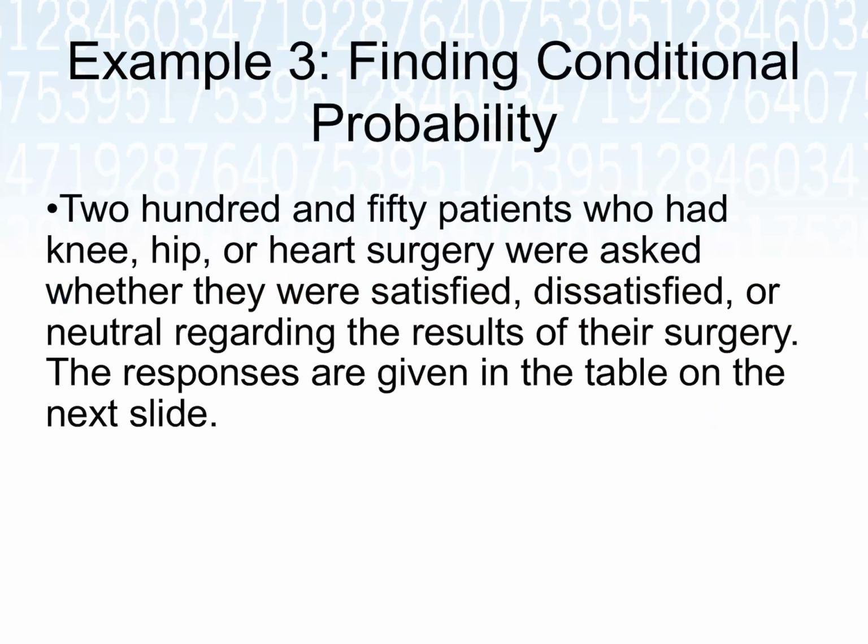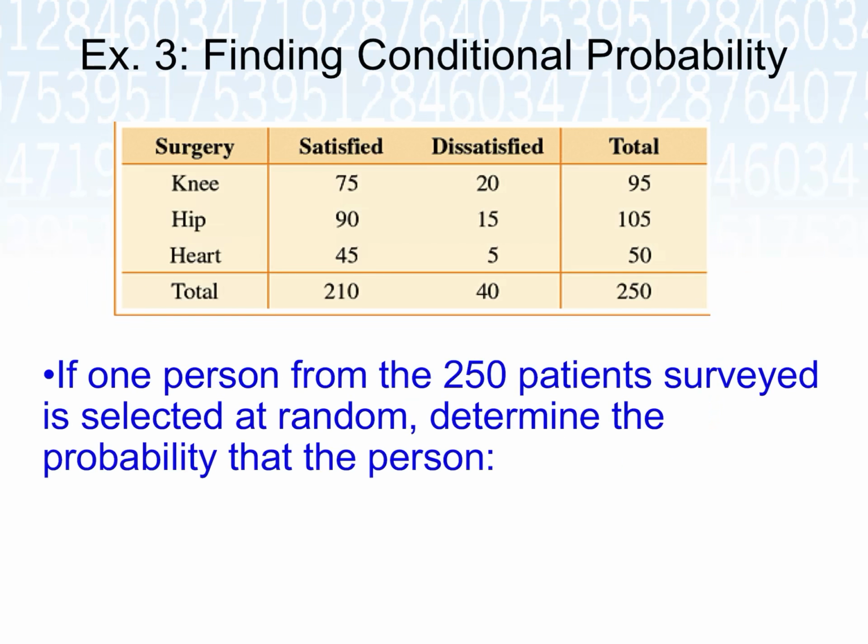Sometimes you'll see these problems show up in survey information or where there's a lot of data involved. So we've got 250 patients who had knee, hip, or heart surgery, and they were asked whether they were satisfied, dissatisfied, or neutral regarding the results of their surgery. The responses are given in a table on the next slide. Okay, well, this is kind of customer service type follow-up information, so this is pretty realistic. Okay, so here you go. Take a second and orient yourself to the table.